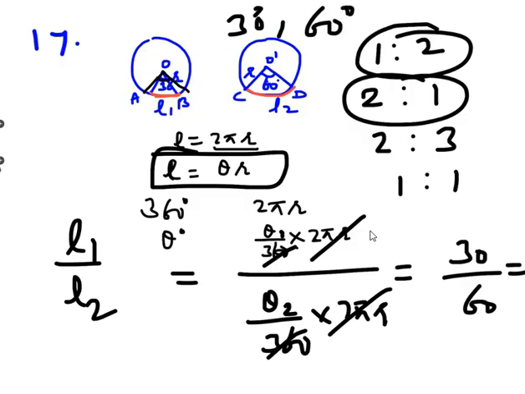So that is L1 and L2. 30 by 60. L1 is the shorter one, L2 is the longer one. Since the angle is double, the length is also double because the circle is the same circle.